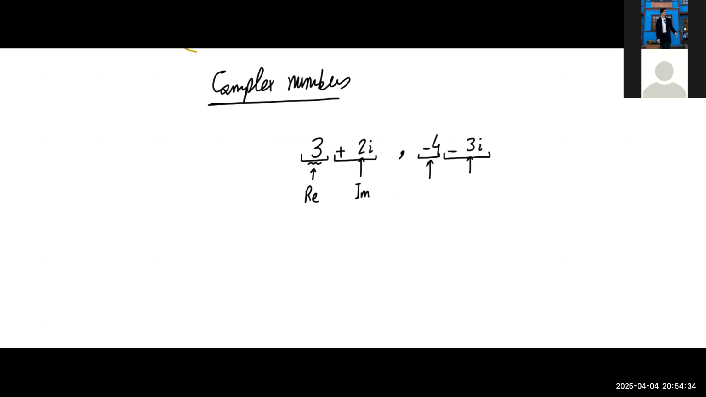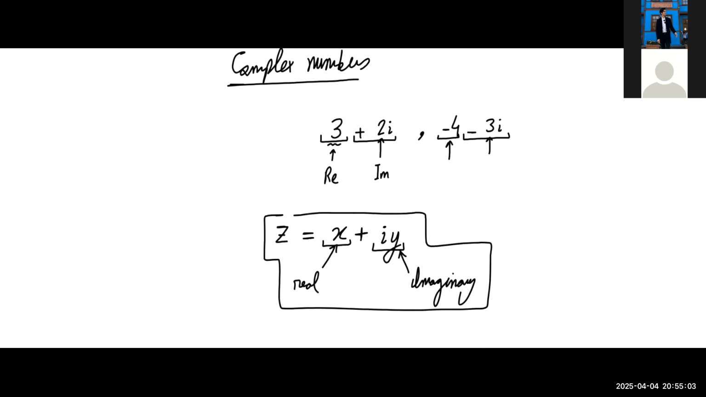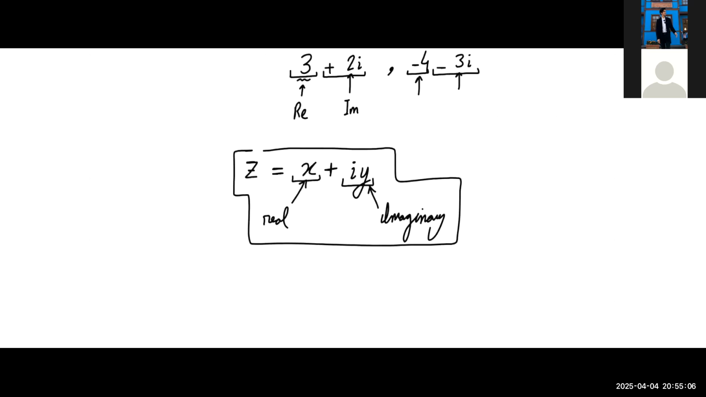In general, complex numbers are denoted by the letter Z. A general complex number will look something like this: z = x + iy. This is the real part of the complex number, and iy is the imaginary part. This is the anatomy of a general complex number. Now, if the real part is 0, then we say that it's a purely imaginary number. For example, 0 plus 2i is purely imaginary.